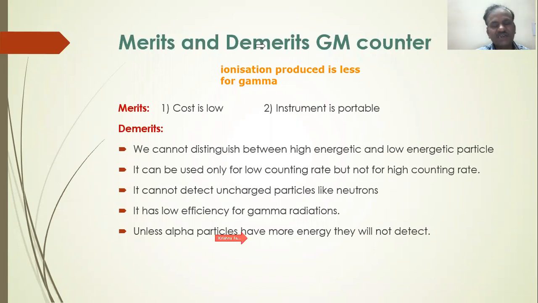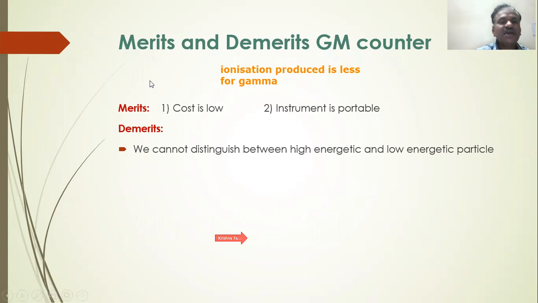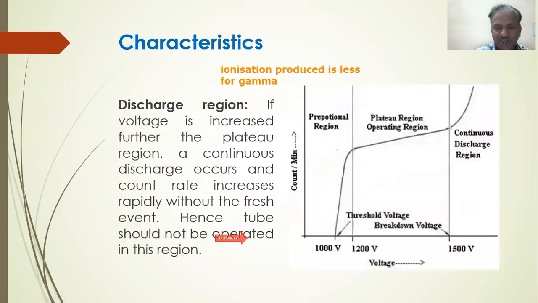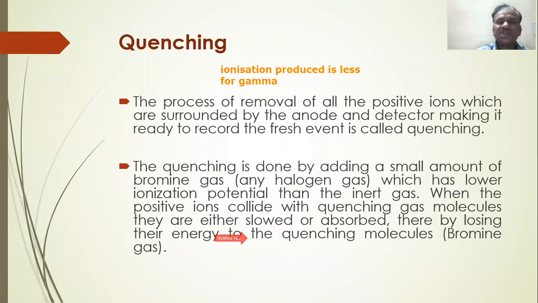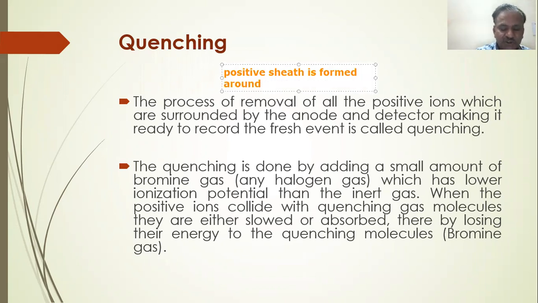This is about the merits, demerits, construction and working; everything I discussed. Here I told you there is one more parameter: that is why bromine gas or an alcohol compound is used. What is quenching? I'll tell you. Quenching means a positive ion sheet is formed around the tungsten wire. Why is the positive ion sheet formed here?